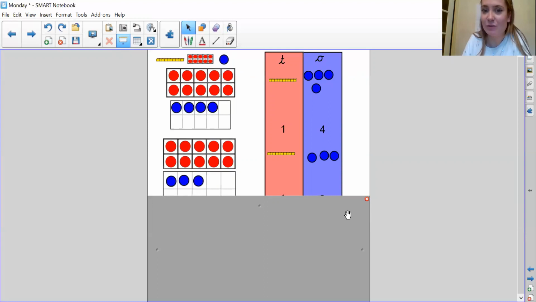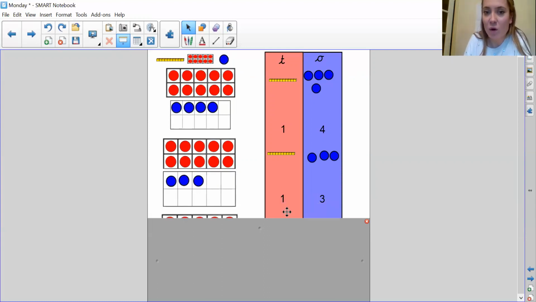Okay, let's see if you're right. I've got 1 ten and 3 ones. What number does that make? 13. 13 is made up of 1 ten and 3 ones. Fantastic. Okay, let's have a look at my next number. Drum roll.